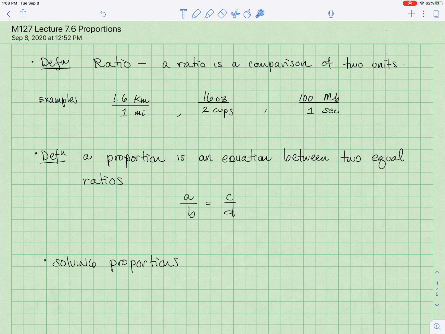Maybe I should write that down here. I actually forgot to write that. A ratio is a comparison of two units, usually written as a fraction. But not always, but for our purposes it will be.